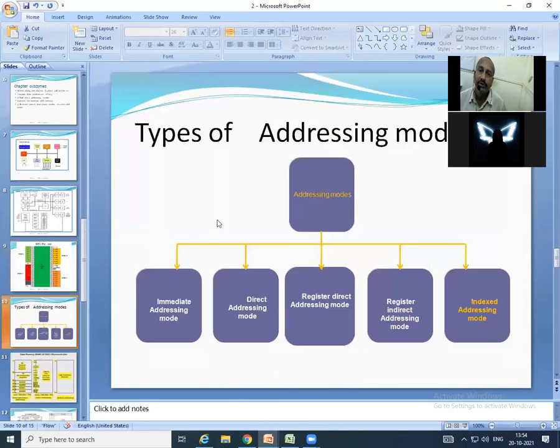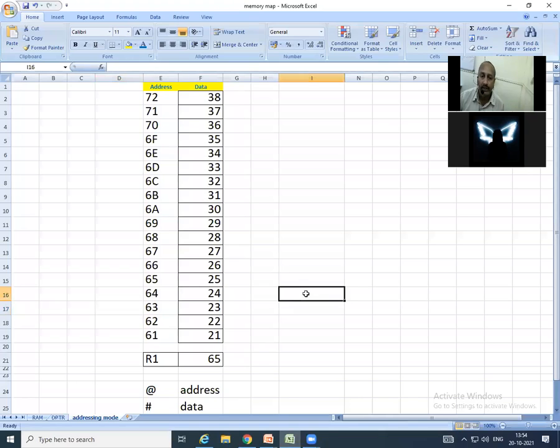After that, today's topic we are going to start, that is the types of addressing mode. What is addressing mode? For that we should first know what memory is. Memory is nothing but a database in which a combination of rows and columns are there. For example, you can see in front of you this Excel sheet I have prepared for you. In this you can see 2 columns, one is address and one is data. Is it visible on your screen? Can anyone confirm?